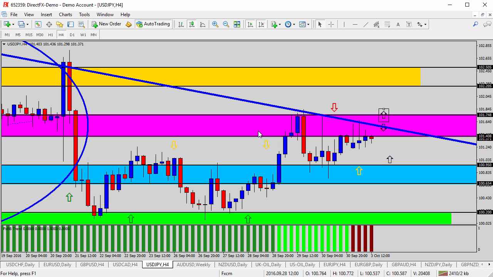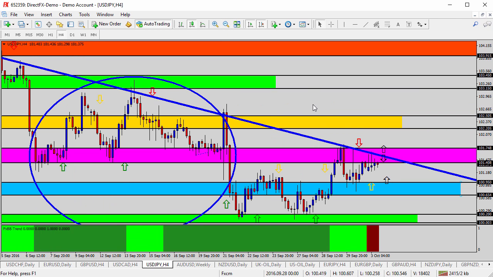So it would need to break out above there if we were going to look for a buy. That's 101.75 at the top of the pink shaded area. So that's really what I would be watching for today. A breakout above the pink zone becomes the long scenario. I don't see any indication or price action that tells me to sell this either, but at least right now it's not a great opportunity to go long on the US yen.